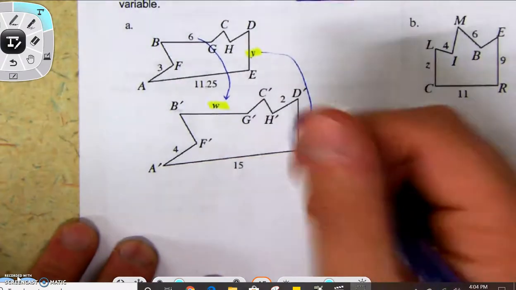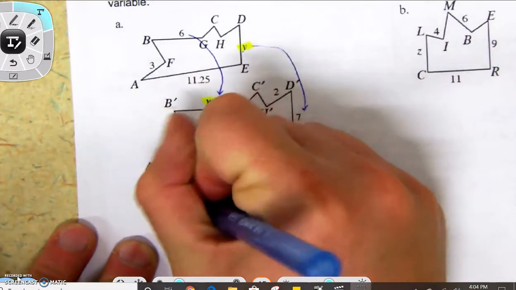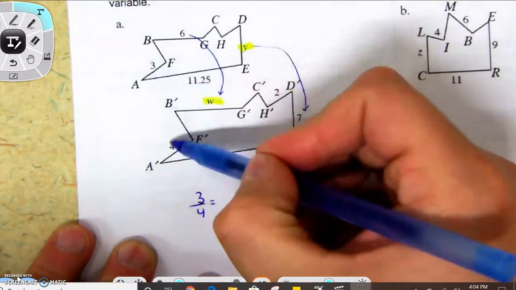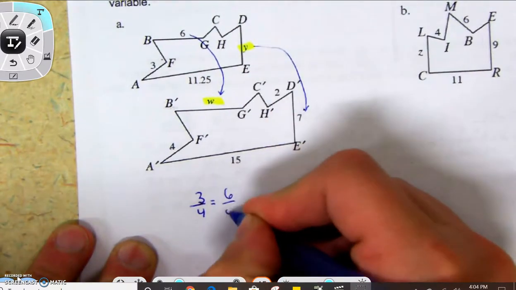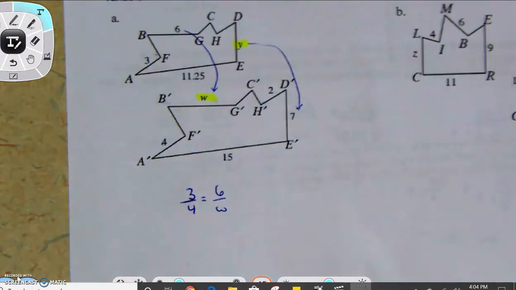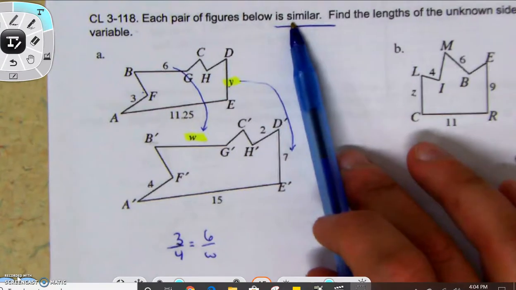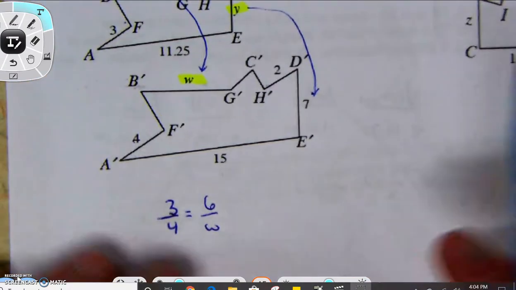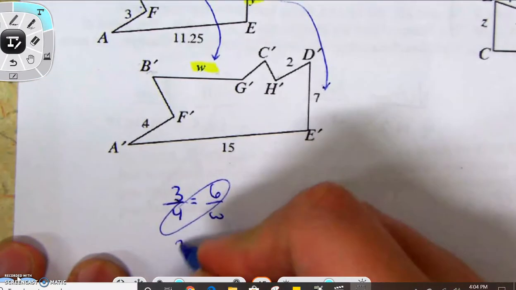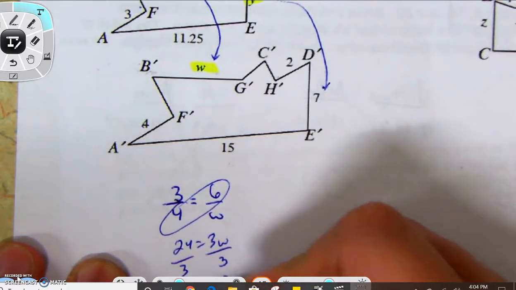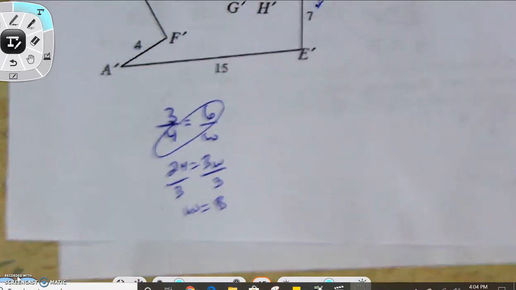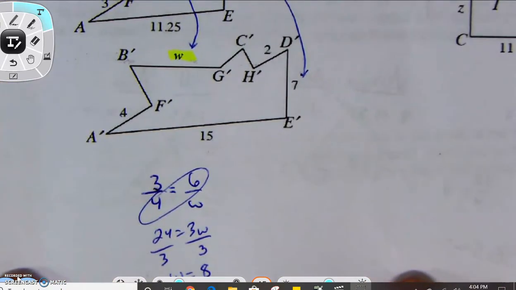If I set up my proportions, I'm going to find W first. I can say 3 over 4, so the top one over the bottom one, is equal to 6 over W. Again, I can set up proportions. They already told me it's similar, so I don't have to prove that it's similar first. So cross multiply, 24 equals 3W, divide by 3, divide by 3. W is going to be equal to 8. So there's the first thing. W is equal to 8.